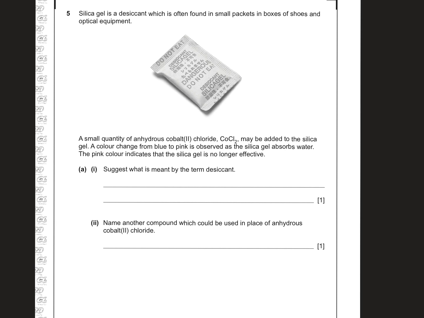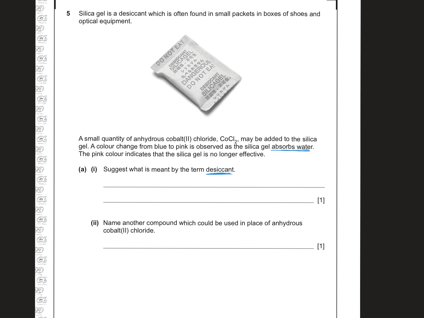So on to 5. A part 1. Now I'm sure you've seen small packets of these put into shoes and electrical equipment. So if we just read through the information to start with. A small packet may be added to the silica gel. A colour change from blue to pink is observed as the silica gel absorbs water. So even if you didn't know what a desiccant was, this is the clue here.